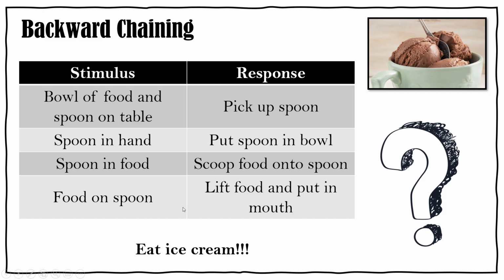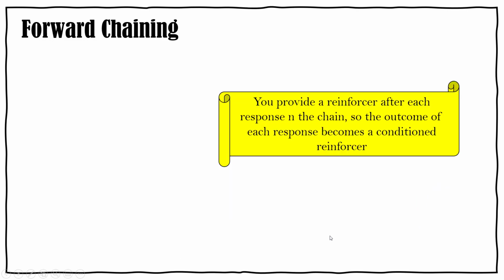Once they're reliably doing this last step, you're going to fade your prompt for the second to last step. So fade your prompt for scooping the food onto the spoon. Once they're reliably doing that, they lift the food, put it in their mouth, and they get to eat ice cream. So you guys can see every time they're doing this behavioral chain, they're getting to contact that natural reinforcer and they're getting to eat the ice cream, which is great.